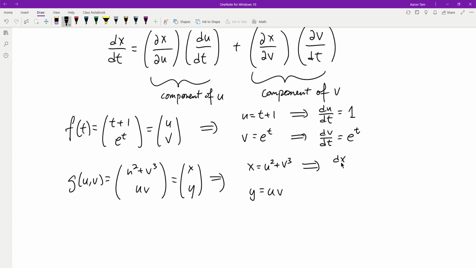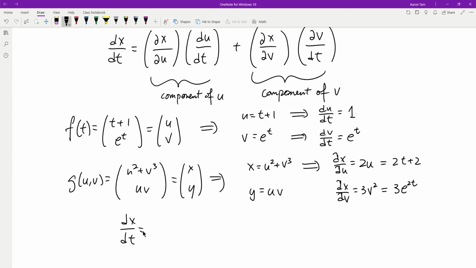So what is dx over du? That would be 2u. But since u is t plus 1, that's 2t plus 2. And dx over dv, oh, I'm sorry, I forgot this partial derivative, would equal 3v squared. And since v is e to the t, that becomes 3e to the 2t. And now I'm ready to plug everything in.